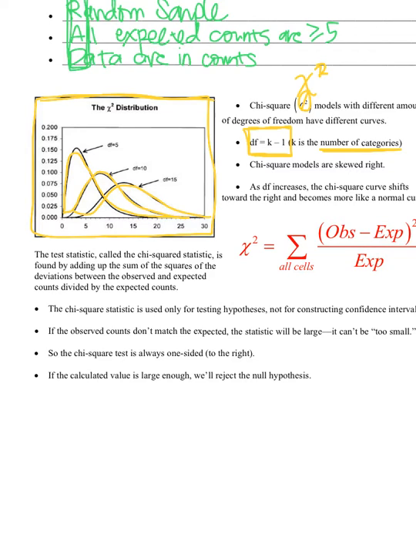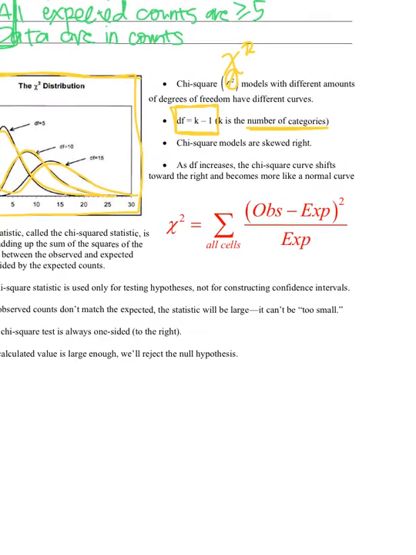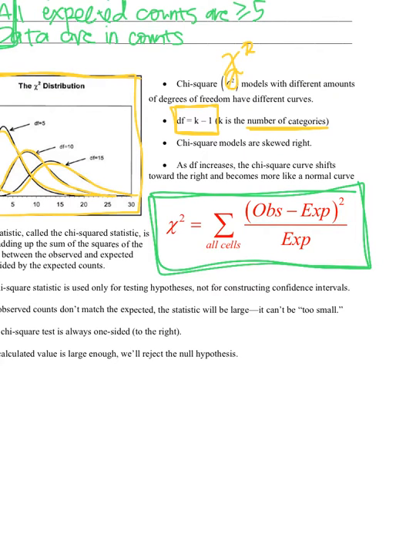Okay. So we're going to be using a chi-square model with some degrees of freedom to do a chi-square goodness of fit test. And that will be our statement. Okay. Next comes our calculations, and our chi-square test statistic is this guy right here. And we have the observed counts minus the expected counts squared all over the expected counts for each category, and then we add them all up to get our test statistic chi-square.